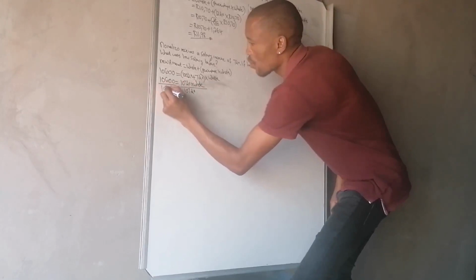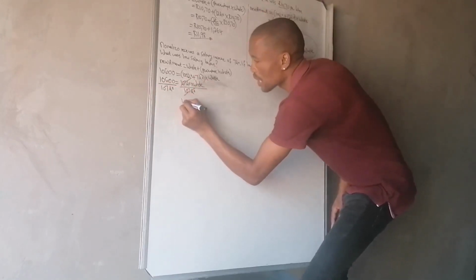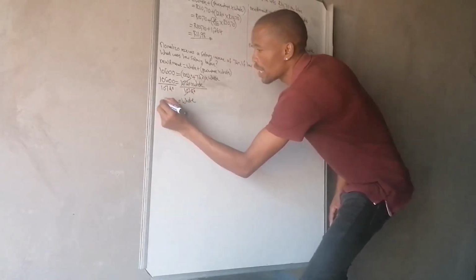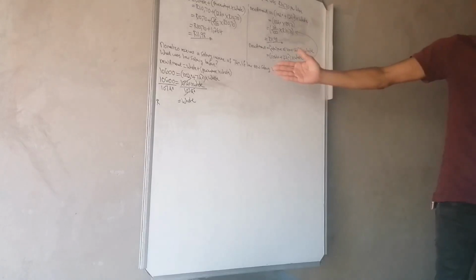You divide by 107%, and you are left with the whole. So what was the original salary of Normalizo?